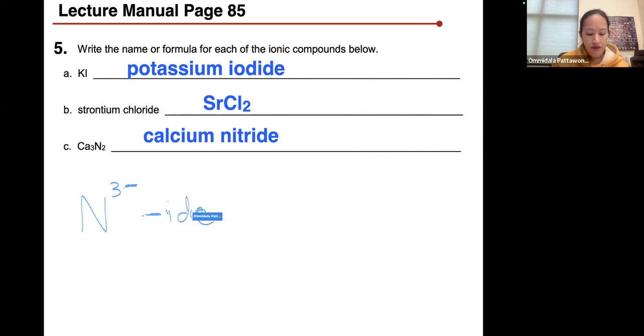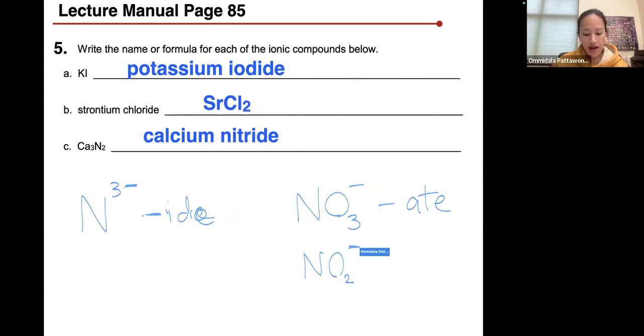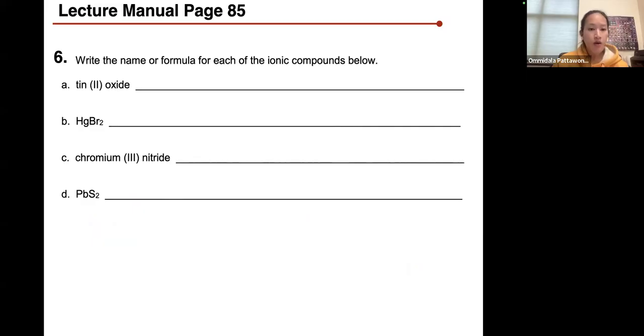Okay, and if you see N come with O, this is going to end with nitrate. And if you have reduced oxygen, it would end with ite, which is nitrite. Okay, so those are the differences between the two. So nitride, one element; ate or ite would be two elements. Okay. All right, next one.